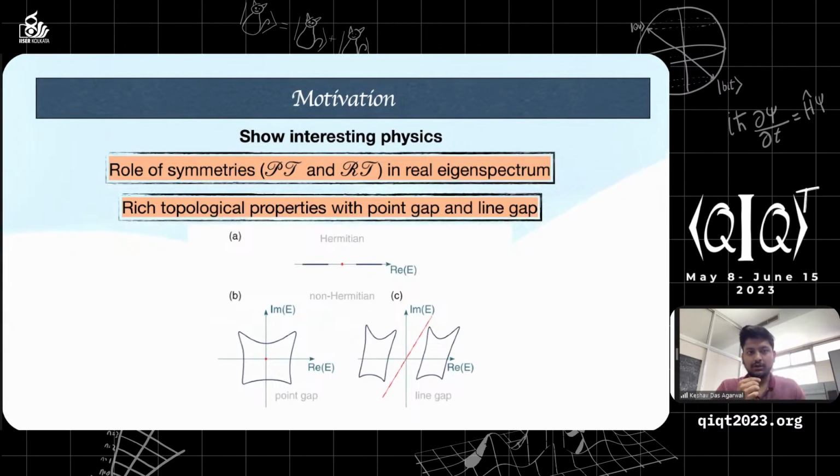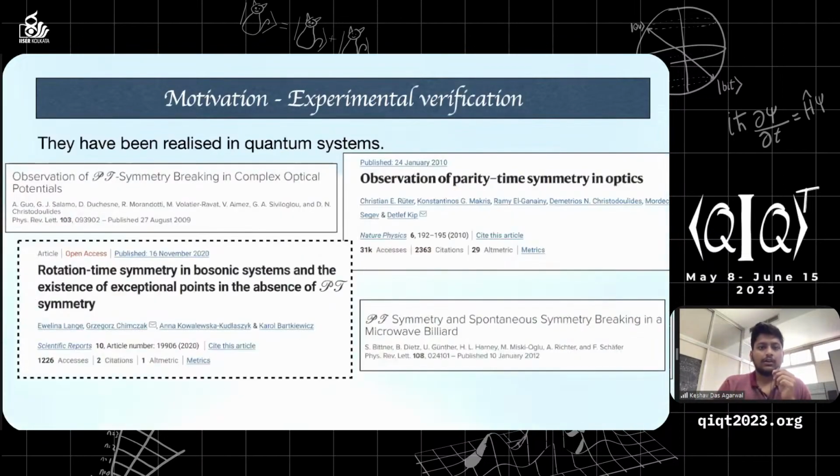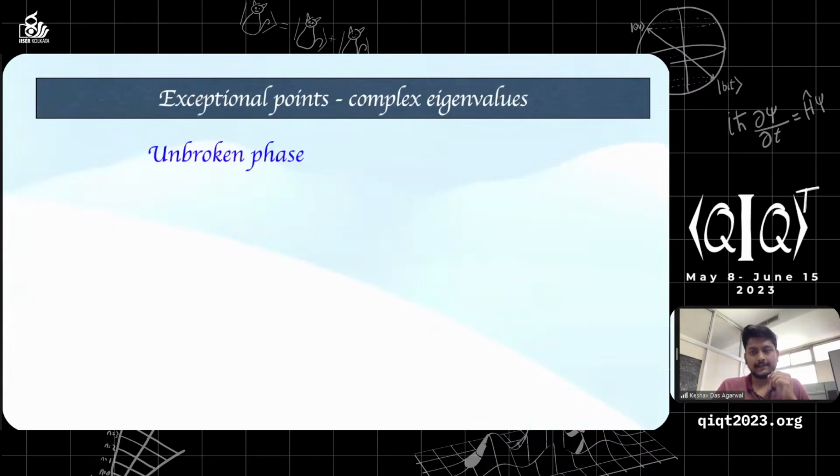Non-Hermitian systems also show rich topological properties in which the energy gap can be either a point gap or a line gap. It also shows advantages in quantum information tasks, such as in metrology. Our group has also shown that non-Hermitian systems give an advantage in charging a quantum battery. There have been experimental verifications and investigations that these models can be realized experimentally as an effective description of open quantum systems, or through reservoir bath engineering. This was the motivation of why non-Hermitian quantum mechanics is interesting.